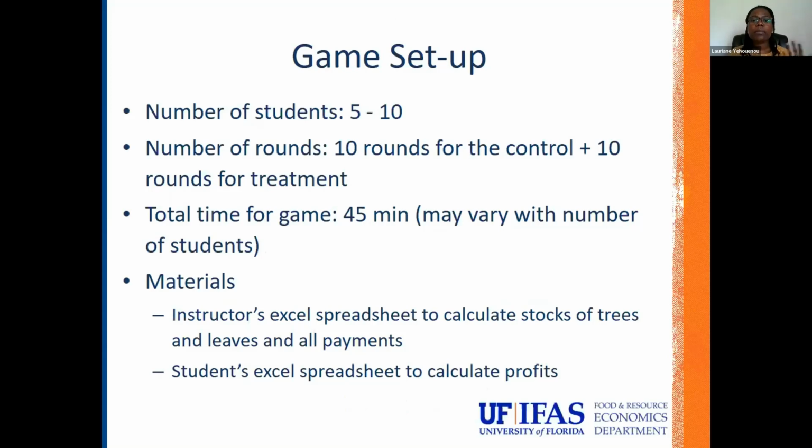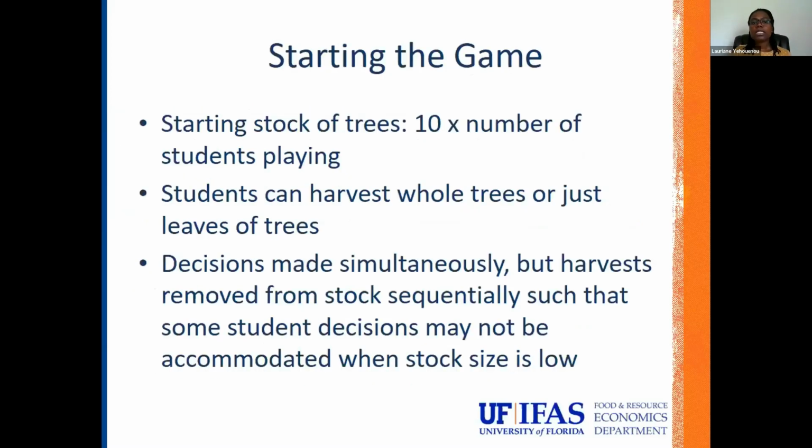The materials needed for the game are mainly the instructor spreadsheet, which is useful to calculate the stock of trees and leaves, and the student spreadsheet where they can record and calculate their profits. The game starts with a stock of trees, which is 10 multiplied by the number of students in the group. The students can harvest either trees or leaves, or both. The decisions are made simultaneously, but the trees are removed sequentially from the stock, so in the last round, some student decisions might not be accommodated if the stock is too low.